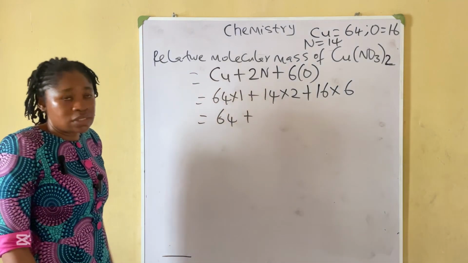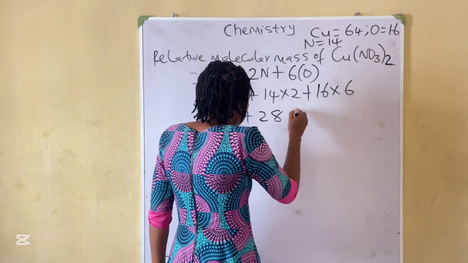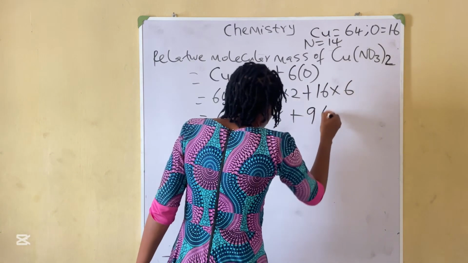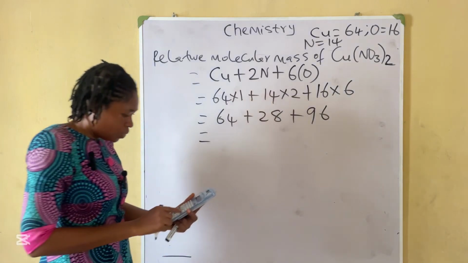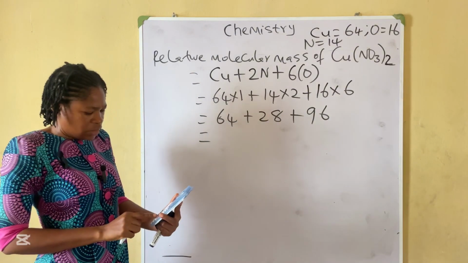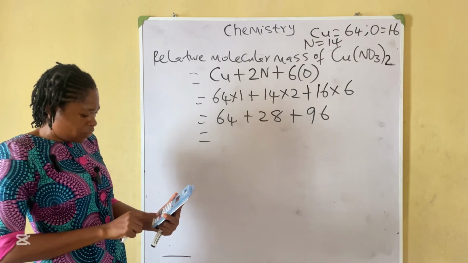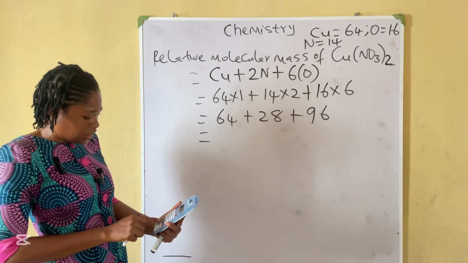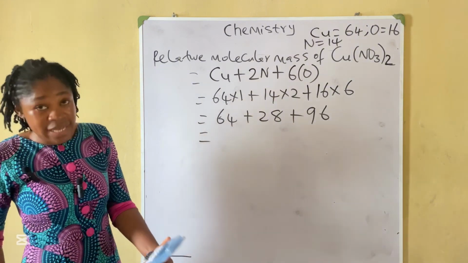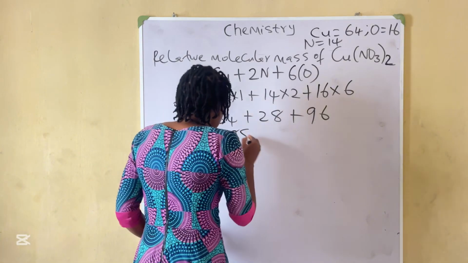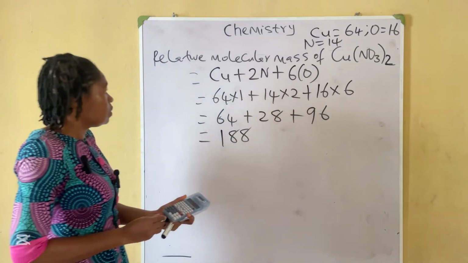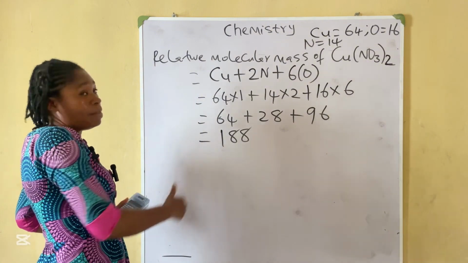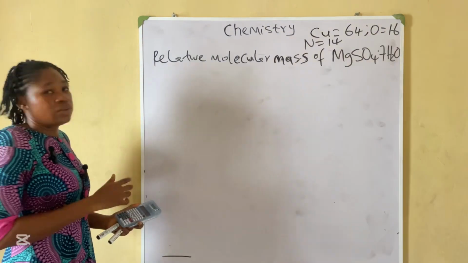14 times 2 is 28. 16 times 6 will give you also 96. Let's sum up the numbers. 64 plus 28 plus 96 is 188. So 188. Remember, don't put a unit. It's just an expression of the ratio of the relative atomic mass of the element and that of carbon 12.